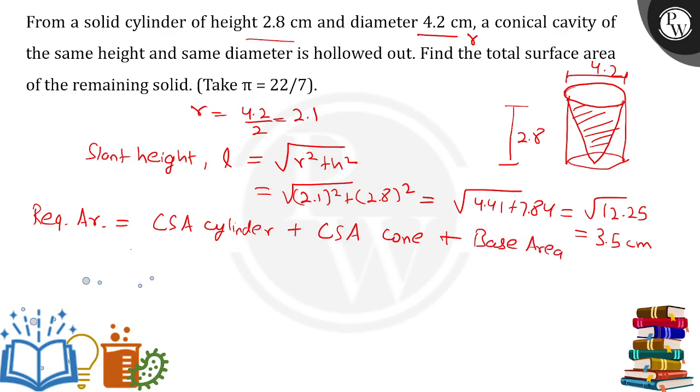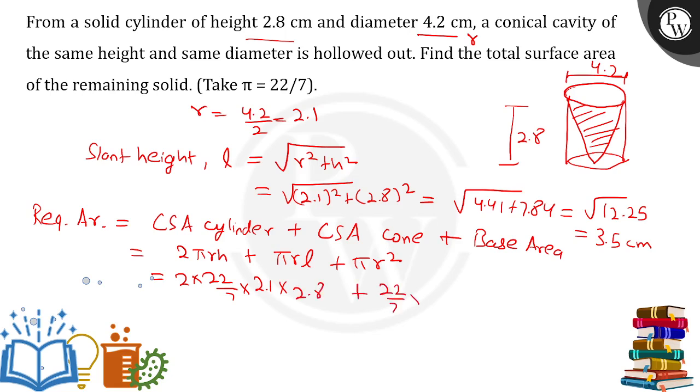To put up the values, we have CSA of the cylinder, which will be 2 pi r h. CSA of the cone will be pi r l, and base area is pi r square. We have all the values. Put up all the values and do the calculation. 2 into 22 by 7 into r, which is 2.1, and h we have 2.8. Then for the second part, again 22 by 7, r is 2.1, l we have calculated after a long calculation, that is 3.5, plus 22 by 7, r square again is 2.1 into 2.1.